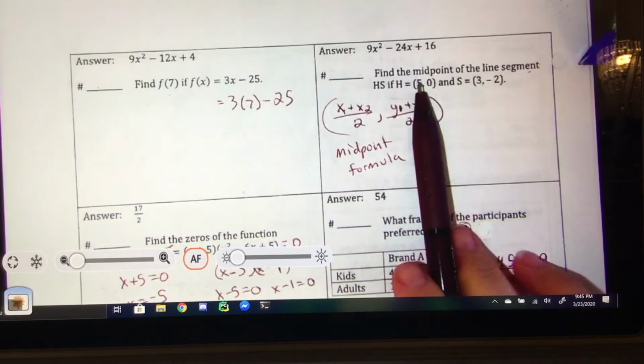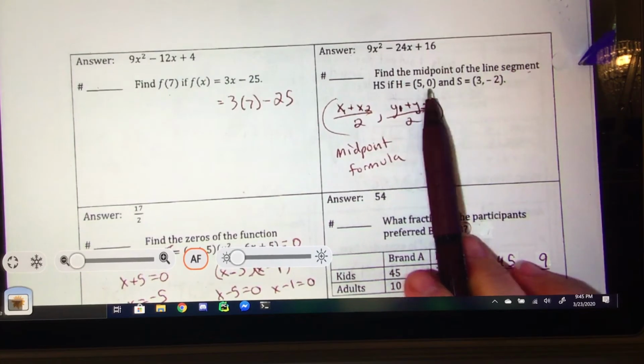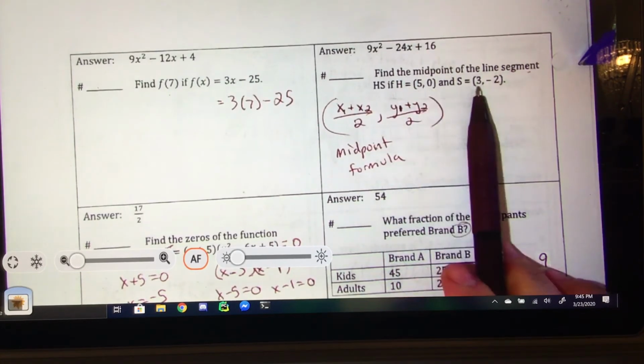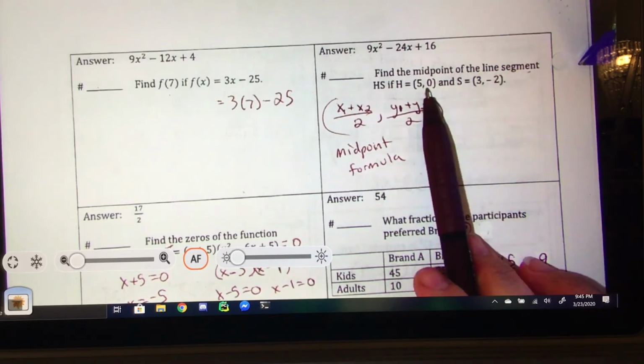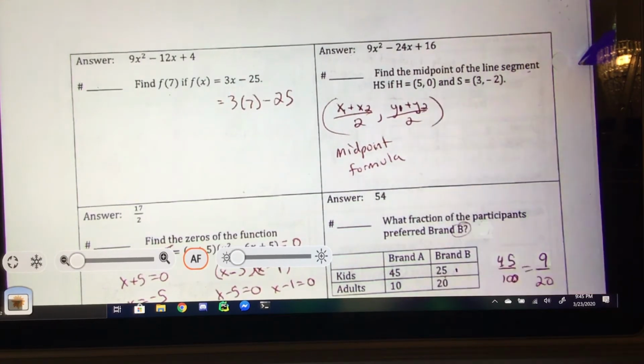And either one of these, as long as you label x1, y1, y2, or this one could be x1, y1, and this one could be x2, y2, it doesn't matter. You're going to end up getting the same thing because you're just adding your x's, 5 and 3. You're just adding your y's, 0, -2. Okay, the next two problems.